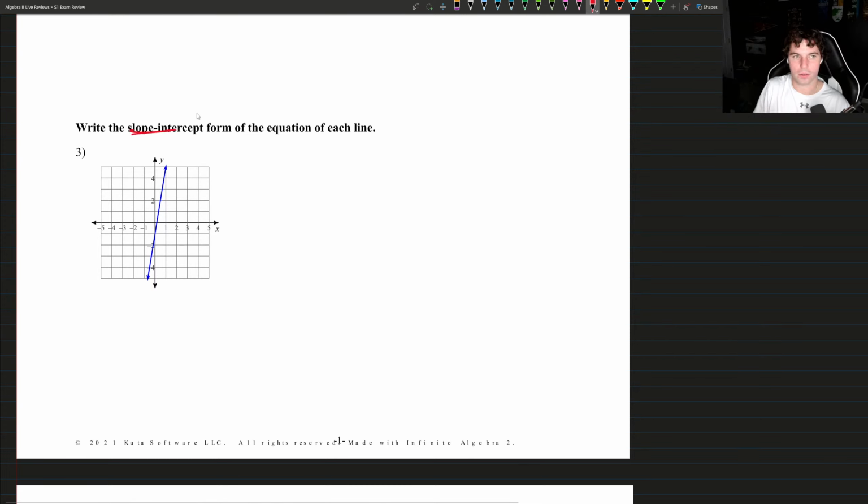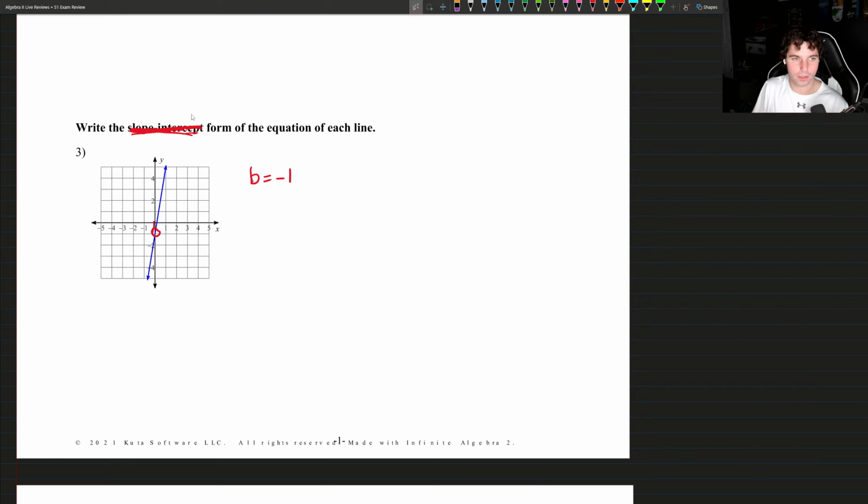I don't care about slope-intercept. It can be any equation of the line so long as it's correct. All right, but this is actually easier in slope-intercept. Okay, we identify our y-intercept. So we identify our b, that's -1. And then we identify our slope.